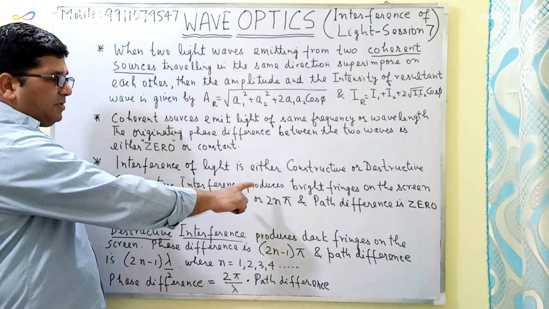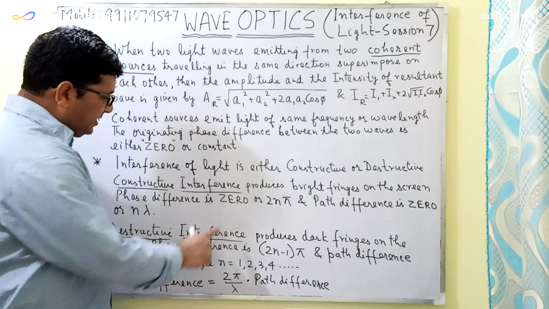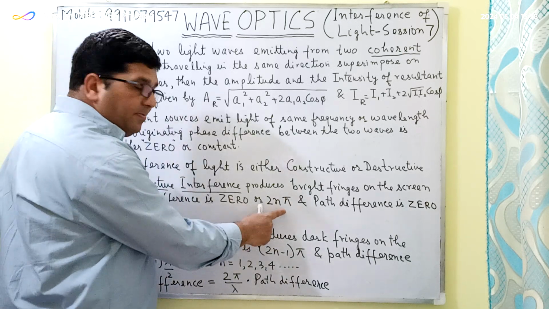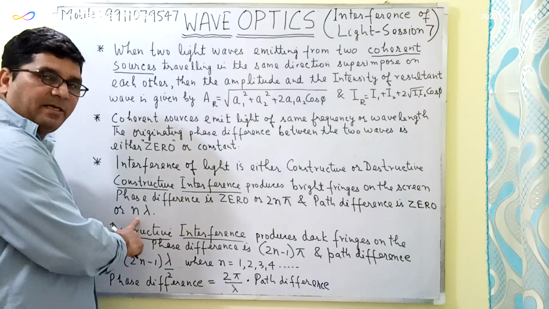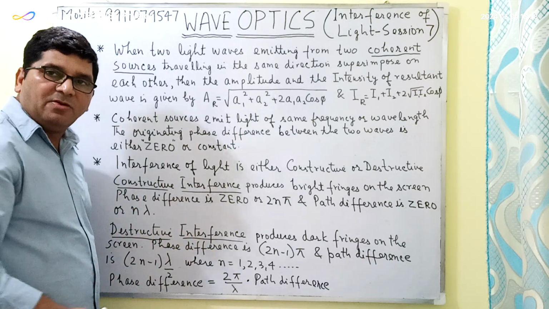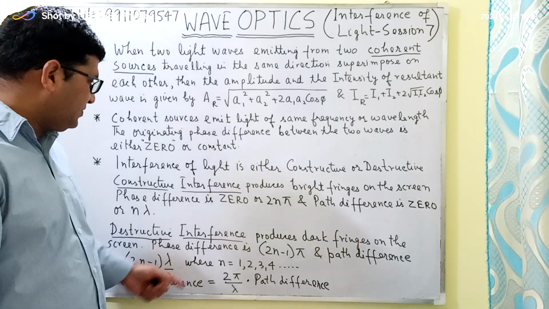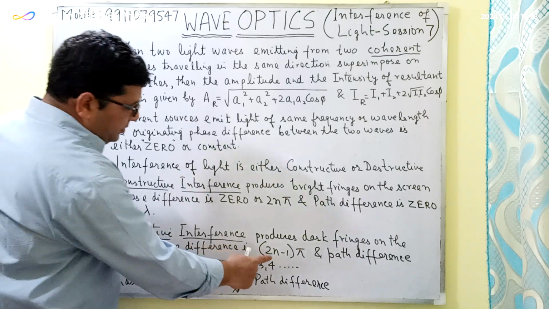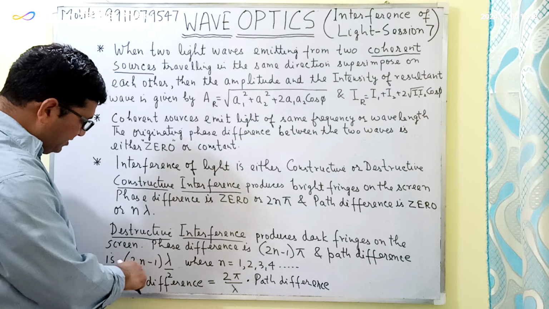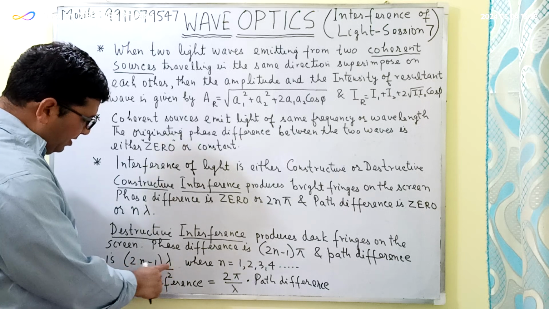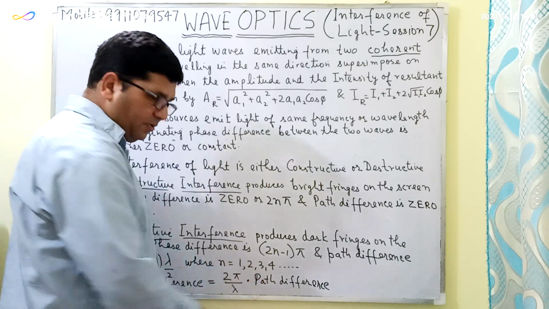Constructive interference produces a bright fringe on the screen, and the phase difference in the case of constructive interference is 0 or 2n pi, and the path difference is 0 or n lambda, where lambda is the wavelength. In the case of destructive interference, the phase difference is equal to (2n minus 1) pi, and the path difference is equal to (2n minus 1) multiplied by lambda by 2, where n is an integer, that is, n can be 1, 2, 3, 4 and so on.